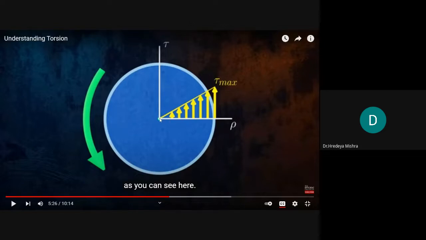Means we can say that in the center the shear stress is zero. Okay, so when there is no shear stress, then why do we waste our material at the center? If there is no stress, then why do we waste our material in the center?